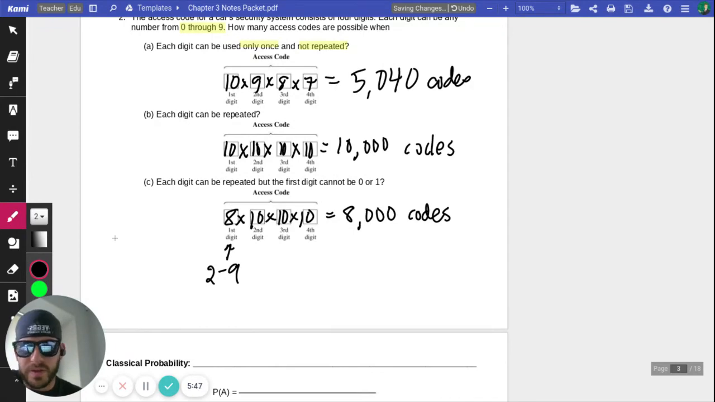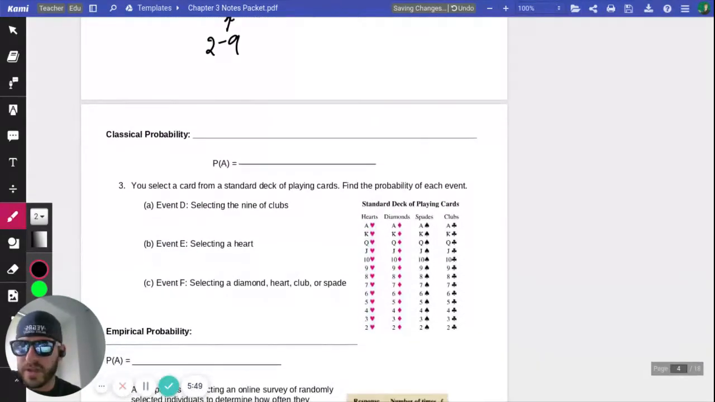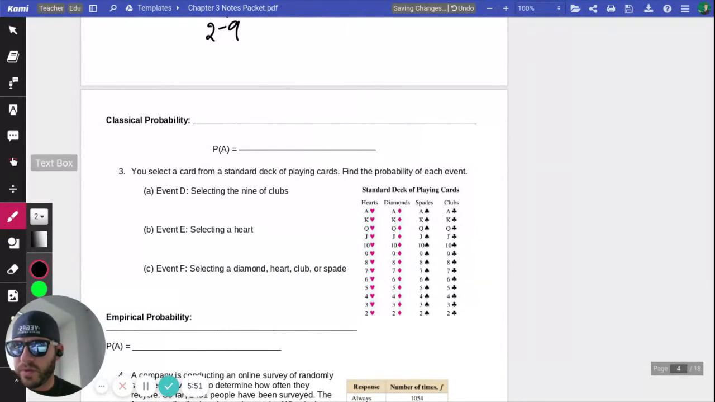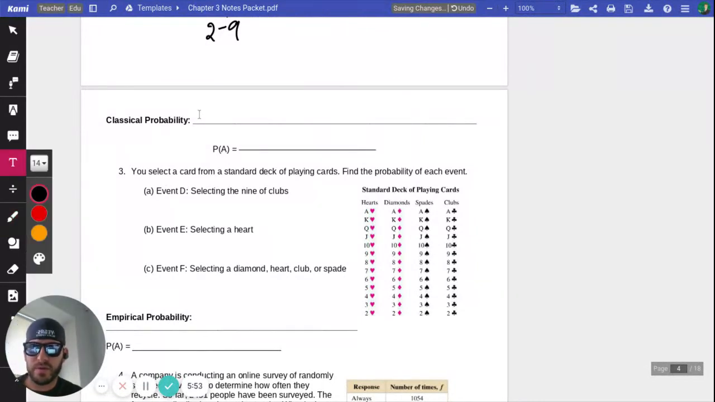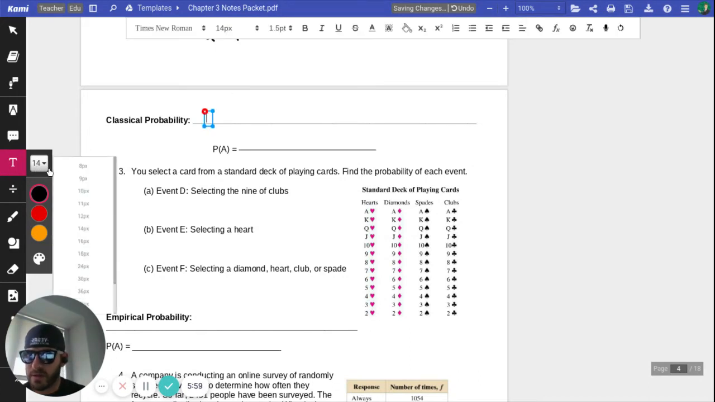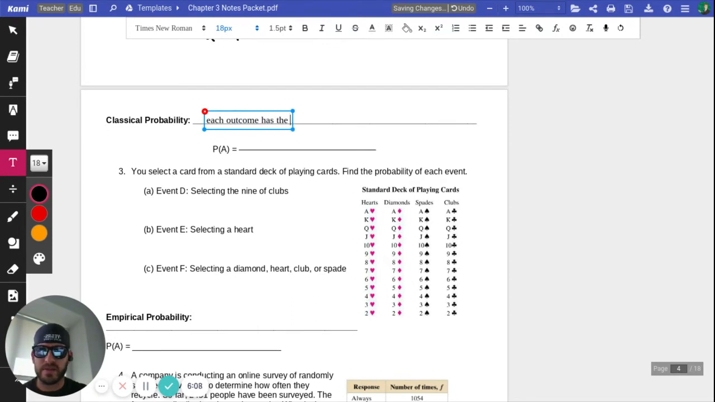All right, let's move on to the next page, get some more definitions on page 4 here. So what we've just looked at is classical probability, where each outcome has the same probability of occurring. And so we're going to say this is an event E.